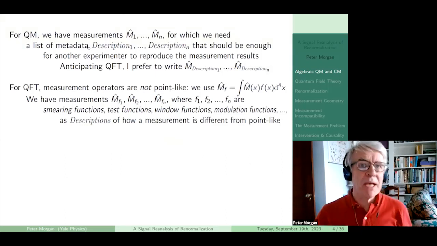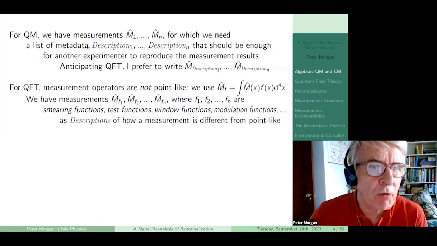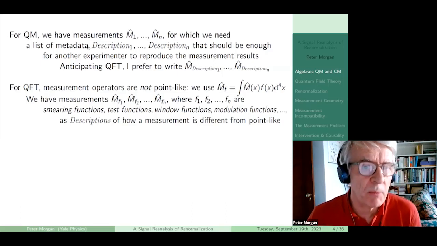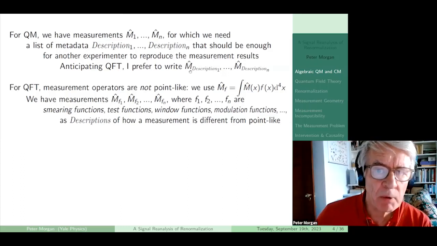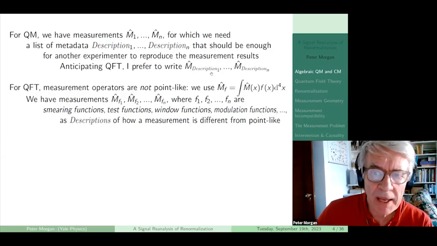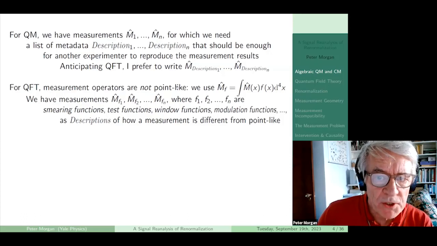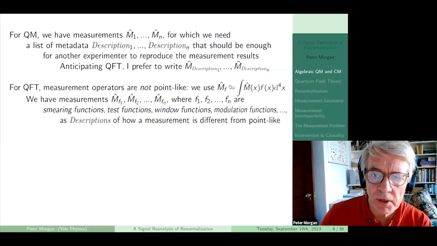So for quantum mechanics, we have measurements 1 through n, for which we also need descriptions of those measurements so that we can know what we're doing when we do an experiment. So I'm going to put those together. And instead of having the index set be 1 through n, I'm going to make the index set rather more complicated. It's going to be descriptions instead of just 1 through n. And this is very much anticipating quantum field theory, for which we construct measurement operators by smearing an operator-valued distribution with a test function to give us an F measurement, as I'm going to call it. So the F has taken the place of a subscript, a much more formal thing than a description.